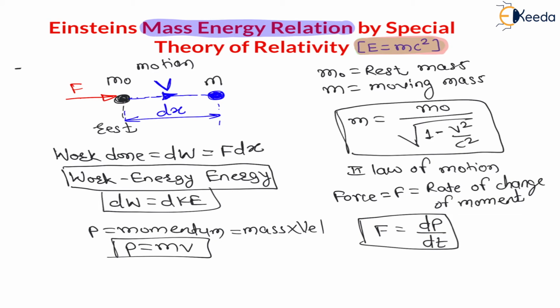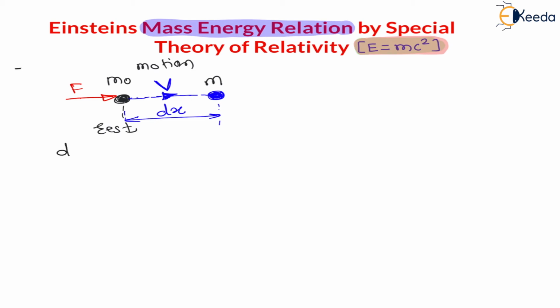Now let us replace this force with rate of change of momentum, dp by dt, right? So note down everything. Later I need this force equation, this mass equation, this momentum equation, and this work equation. I am going to delete this. Now this very small work done is nothing but F dx, just now we have seen, and force is nothing but rate of change of momentum. Therefore dp by dt into dx. dp by dt is rate of change of momentum, right?